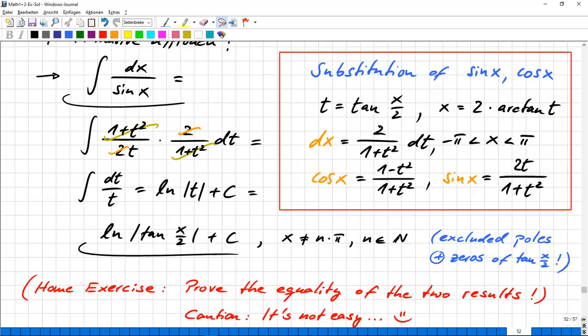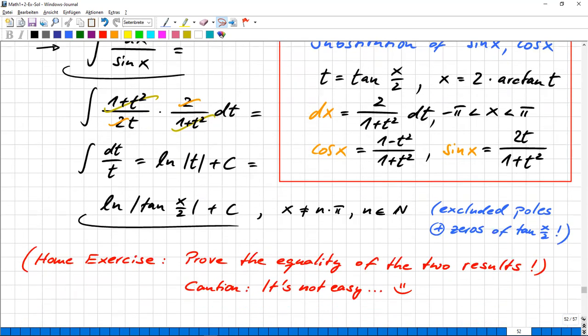I gave you in red color, just in case you want to take your time and make the effort, this as a home exercise: prove the equality of the two results. But it's not easy and it's not necessary, just in case you find the time. Okay, so that was a little lengthy, but that's it.